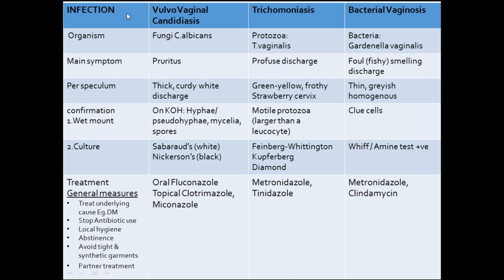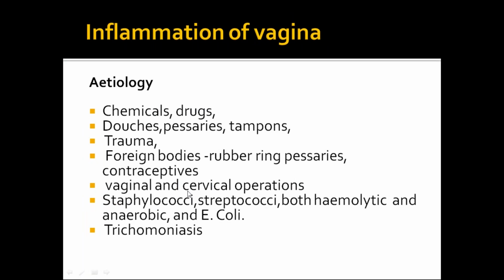Treatment has general measures and specific ones. The general measures are the same for all three conditions: treat the underlying cause such as diabetes, avoid antibiotic overuse, local hygiene, abstinence, avoid synthetic condoms, and sometimes treat the partner also. Treatment I've shown you in the previous slides.